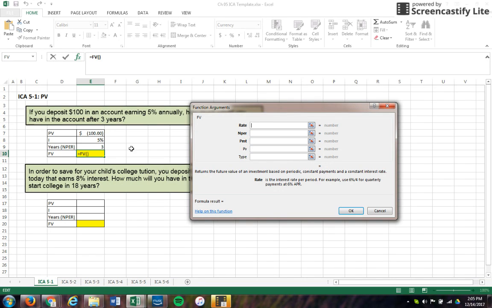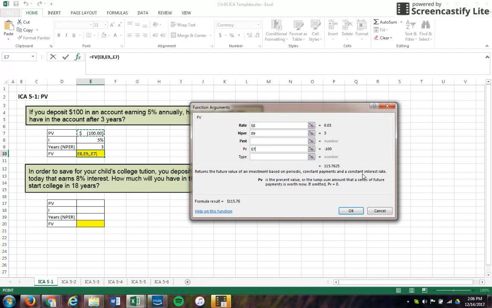So the rate we have here is 5%. Notice I don't type in 5%. I'm actually going to use cell referencing, E8 here, so I can just click on the cell, make sure my cursor's in this box. Click on the cell, E8, and it pops it in there, so it says, okay, when you run this function, look for the value that's in E8. Number of periods, my cursor's in the NPER box. We have 3 that's there. We're not using payment. We're using a present value. We have that. Present value is $100.